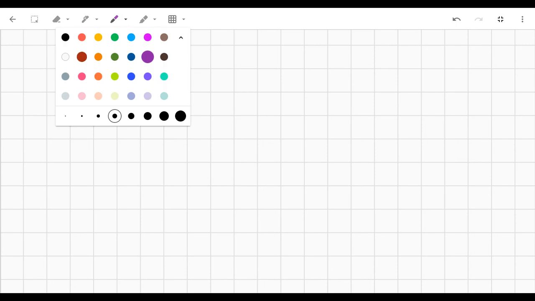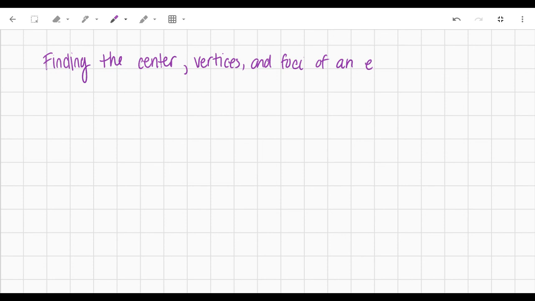We are finding the center, vertices, and foci of an ellipse. So we're good with center, we're good with vertices. What the heck is a foci though?